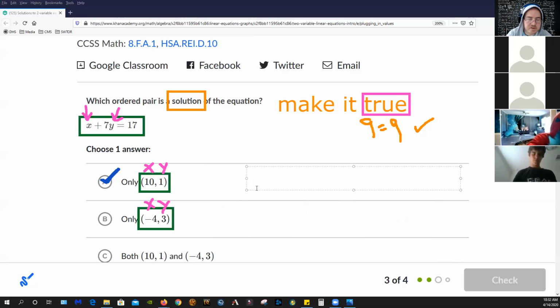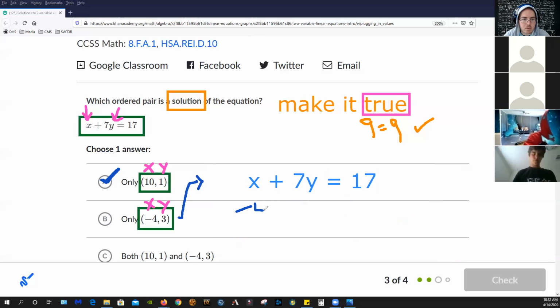So again, the equation is going to be the same. It's going to be x plus 7y equals 17. However, this time, we're going to use -4 and 3. So that means that x is -4. And then y is 3. So it'll be 7 times 3. So -4, we're going to leave that alone for a minute. 7 times 3 is 21.